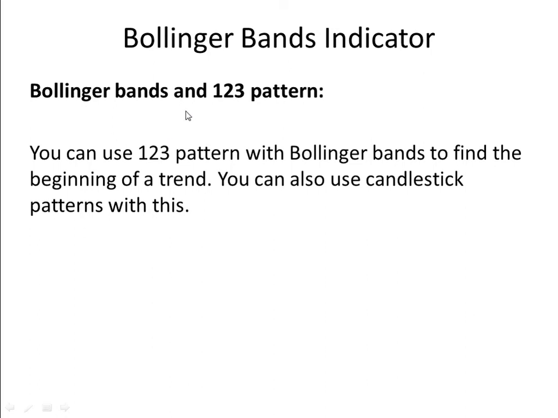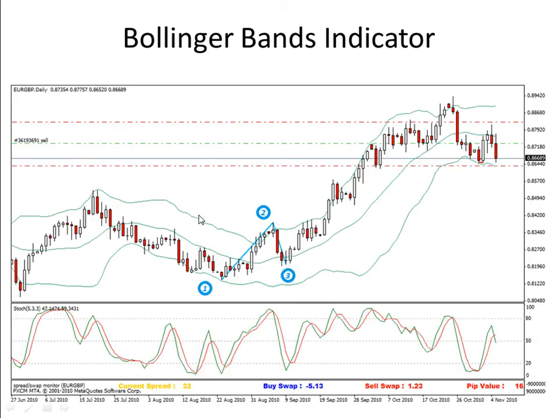Bollinger Bands and 1 2 3 pattern. You can use the 1 2 3 pattern with Bollinger Bands to find the beginning of a trend. You can also use candlestick patterns with this. If you see at this point, you can draw a clear 1 2 3 pattern. This is the first point, this is the second point, and this is the third point. And moreover, there is a doji formed at this point.